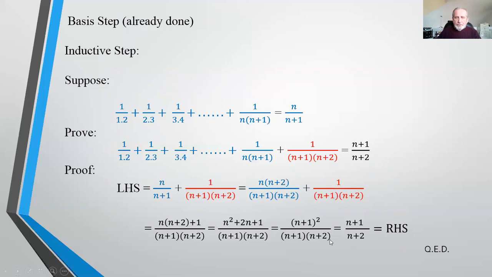So the basis step is already done because we did it for n equal 1, 2, 3, 4, etc. to find the formula. Now you need to do the inductive step. So you suppose this is equal to this, and you prove it for n plus 1. That's Pn, and that's Pn plus 1. So you repeat this, and then you replace n by n plus 1, n plus 1, n plus 2. So you're adding one term to this, and it has to be equal to n plus 1 over n plus 2. So we need to prove this.